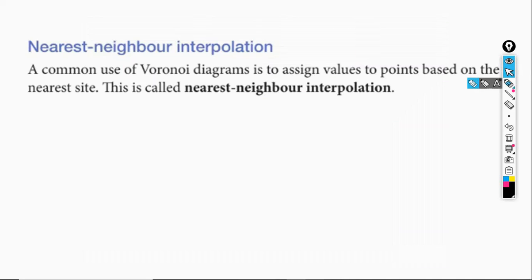Very well, so on the next slide, we're going to see a reference to something called nearest neighbor interpolation. And that is simply a common use of the Voronoi diagrams, which is to assign values to points based on the nearest site. So this is called the nearest neighbor interpolation. And that's what we're going to go over next. It sounds much more complicated than what it actually is. As we're going to see in the next slide, it's actually fairly simple.